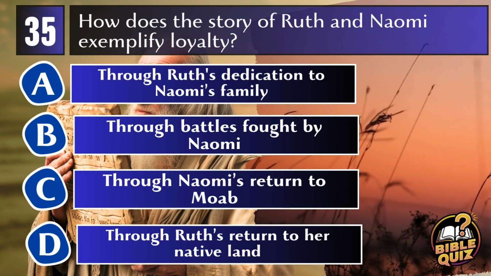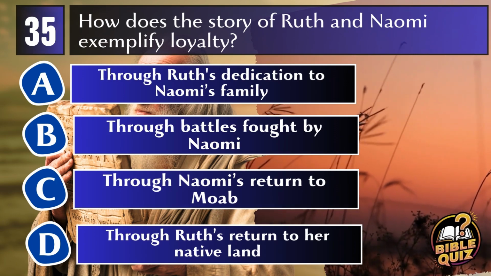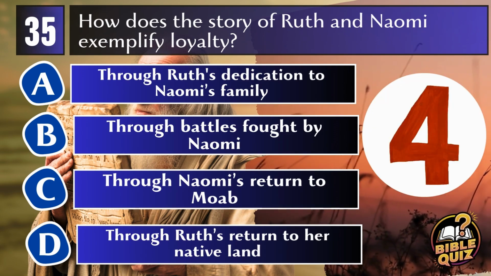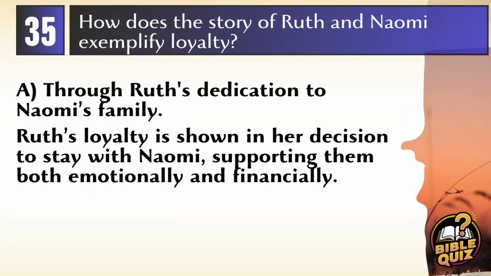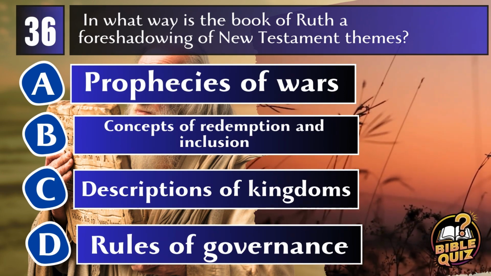A. Through Ruth's dedication to Naomi's family. B. Through battles fought by Naomi. C. Through Naomi's return to Moab. D. Through Ruth's return to her native land. Answer A. Through Ruth's dedication to Naomi's family. Ruth's decision to stay with Naomi, her mother-in-law, after the death of their husbands, and her efforts to support them both financially and emotionally, exemplify deep loyalty and commitment. Question 36. In what way is the Book of Ruth a foreshadowing of New Testament themes?